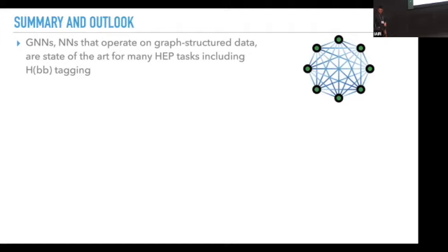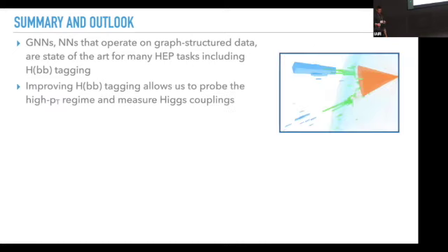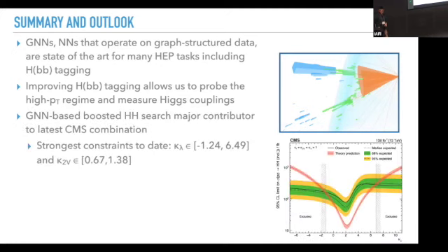Okay, so to summarize, GNNs are neural networks that operate on graph structured data and are state of the art for many tasks, including HPV tagging. Improving this can help us probe high PT and measure Higgs couplings. This GNN-based HH search that I mentioned is a major contributor to the latest CMS combination and provides strong constraints on these Higgs couplings.